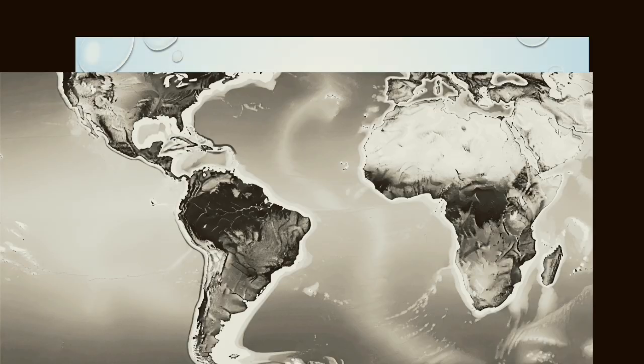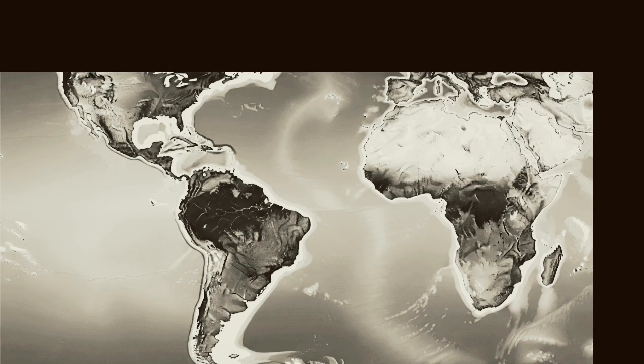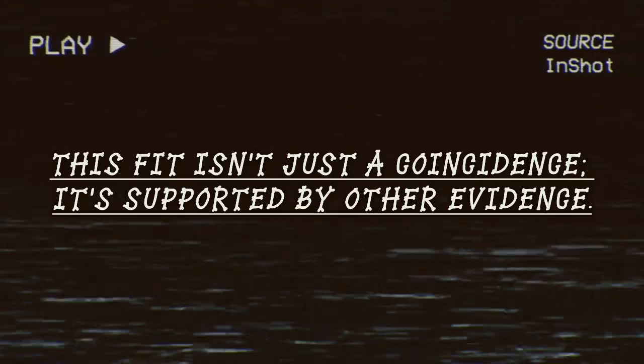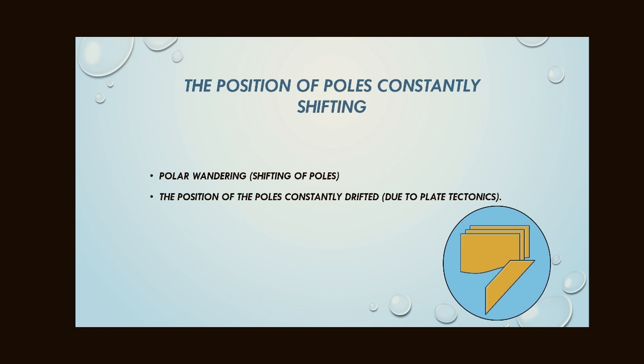Now, let's look at how the continents fit. If you look at the map, the coastlines of South America and Africa really look like they could snap together. It's amazing. The bulge of Brazil even seems to fit perfectly into the Gulf of Guinea in Africa. And it's not just them. Africa, Madagascar, and India's east coast also line up well. Even Greenland seems to fit with parts of Canada. But this fit isn't just a coincidence, it's supported by other evidence, like the position of the poles constantly shifting.